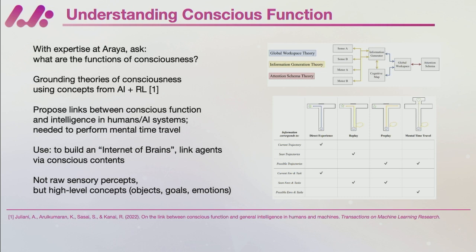What is the practical use? We're talking about consciousness, which seems very abstract. So in terms of the moonshot goals, if we want to build an internet of brains, then how are we going to link these agents? I would say that we're not going to link every single bit of information, but we're going to be linking their conscious contents. This is not raw sensory percepts, but high-level information in consciousness, which is objects and goals and maybe even emotions.